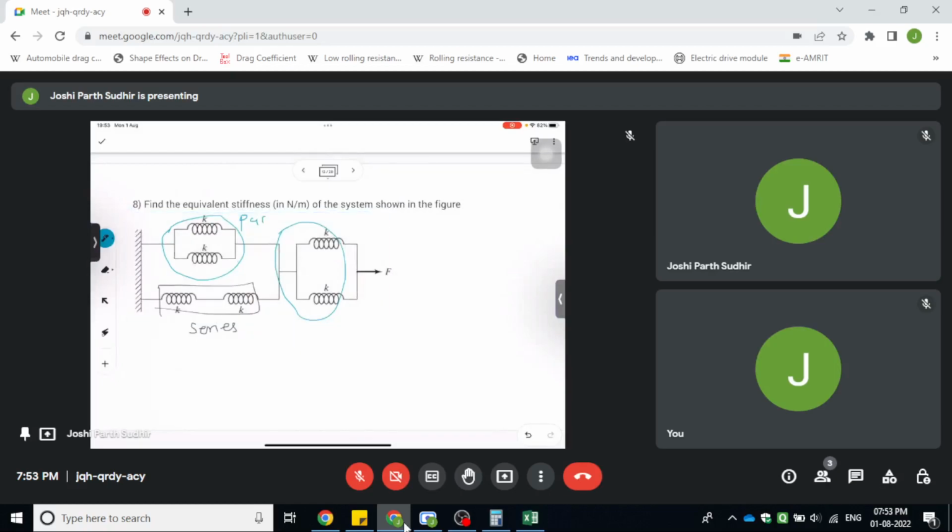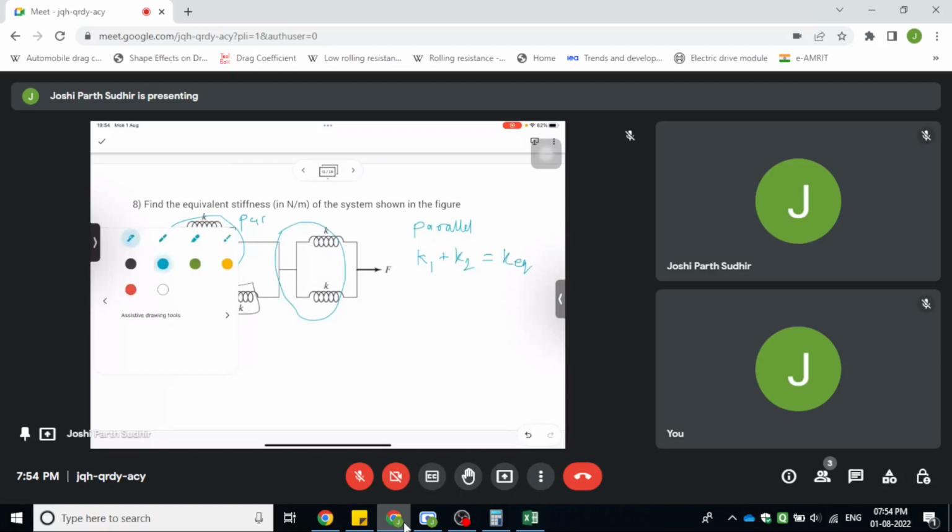So the blue ones are in parallel. For springs in parallel, let us say there are two springs in parallel. So K1 plus K2 will be the equivalent stiffness of two springs which are in parallel, and for springs in series, the K equivalent is given by K1 K2 upon K1 plus K2.